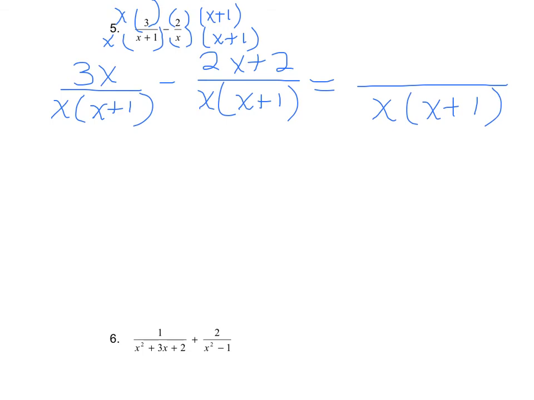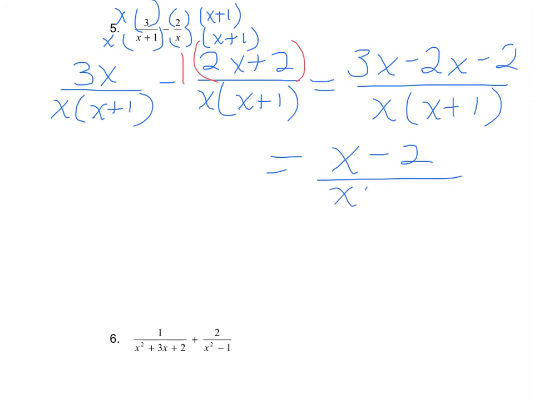I'm subtracting more than one thing, so I'm going to do the additive inverse property. So I'm going to bring over 3x minus 2x minus 2. Now I'm going to combine like terms. 3x minus 2x is an x, minus 2. I can't factor the top. I can't factor the bottom anymore. There's nothing I can cancel, so there's my answer.